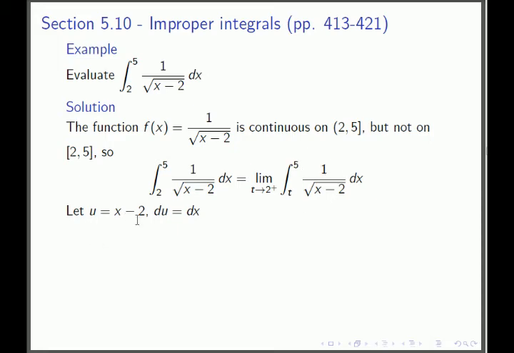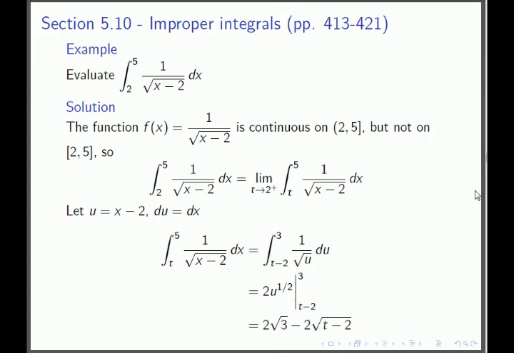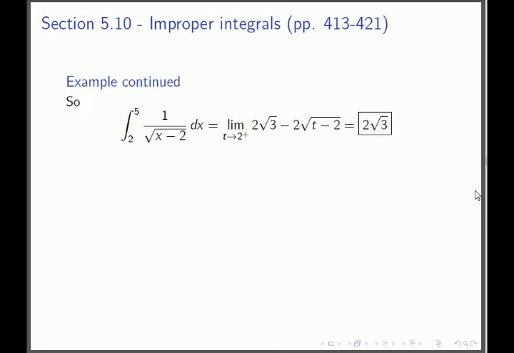Let u equal x minus 2, then du is dx, and I can rewrite the integral like this, changing the limits of integration as well, and then using the power rule. And then I plug in the right endpoint and the left endpoint and subtract. Okay, well then now I'm ready to let t go to 2 from the right. So for the first term there's nothing to do, and for the second term I just get 0, and so the answer is 2 times the square root of 3.